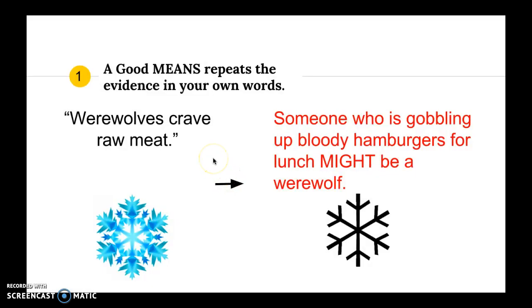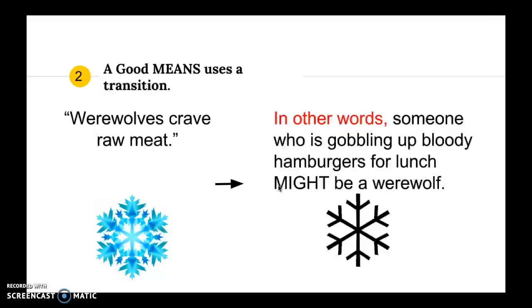Number 1, a good means repeats the evidence in your own words. Werewolves crave raw meat. That's like the snowflake version. Here's a simplified version in my own words. Someone who is gobbling up bloody hamburgers for lunch might be a werewolf. Number 2, a good means uses a transition. Werewolves crave raw meat. Here's that same means that I wrote, but I added a transition. In other words, this signals to my reader that I'm about to do the means.